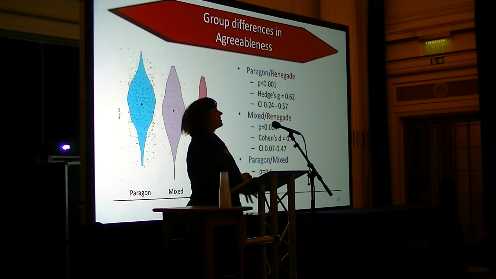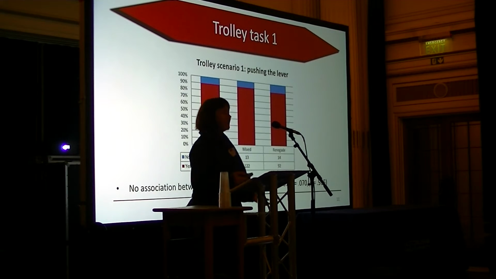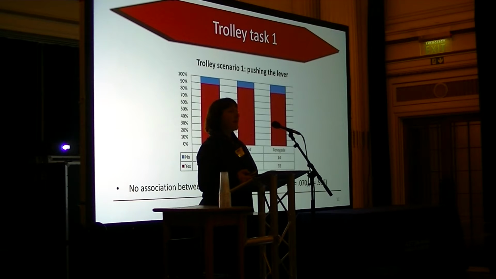So anyway, trolley scenarios. In the first scenario, when we asked our video game players whether they push the lever or not, do they sacrifice one life to save 5, over 90% of all 3 game moralities, so the Paragon players, the mixed players and Renegade players, most of them said that yes, this is exactly what they would do, and there's no significant differences between these groups when you look at chi-square. So all of our players were fairly utilitarian in their choice. They decided to sacrifice 1 life and save 5.